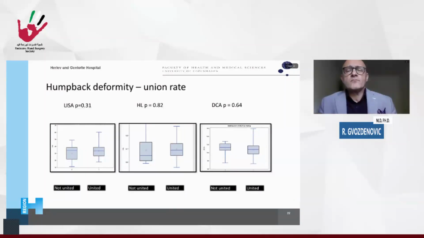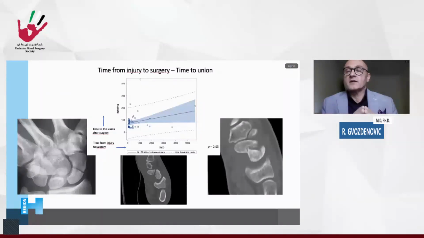And looking at the Hampeck deformity and its impact on the union rate, no matter which method we used to measure, we couldn't see any impact of the preoperative deformity on the union rate. Although we could see that the displacement at the waist, if it was larger than 3 millimeters, had an impact on the union rate. The other thing which had an impact on time to union was the time from injury to surgery. So the longer the time up to surgery, the longer the time from surgery to union.